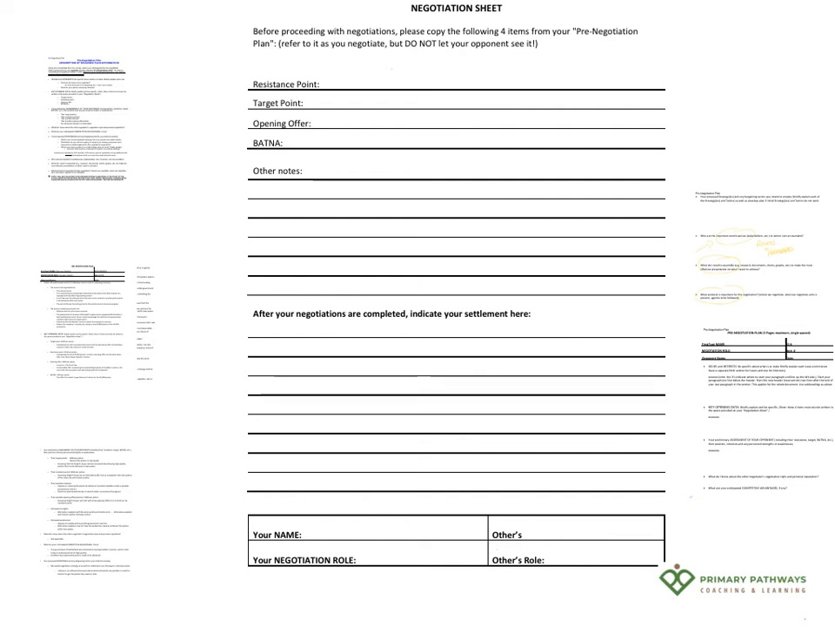This can be really useful to jot down high-level notes like your resistance point, target point, opening offer, and BATNA. Then you have lots of room for other notes, and here's where you can write down your strategies that are the main ones you're going to use, along with your backup. You can also note down your tactics, both your main ones and your backups, and any other information that you may find helpful during the negotiation.